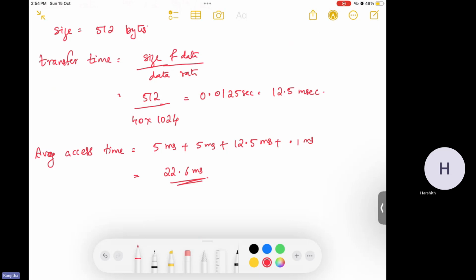Okay, so now we'll go to the scheduling. Like CPU scheduling, we also have something called disk scheduling, because there will be a lot of processes which would be requesting data from the disk. Now, if there is no queuing or buffering available with the disk controller, then all this has to happen serially.